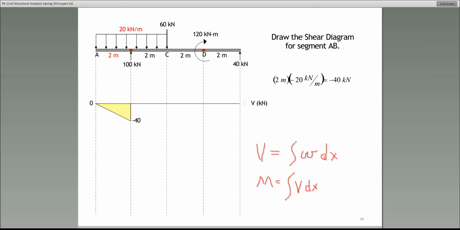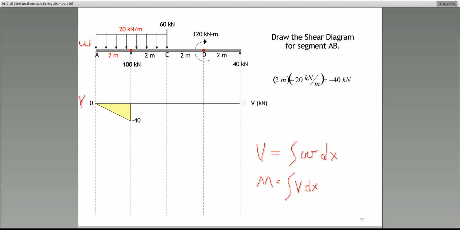All right, thank you. So let's concentrate on the first one. Shear. To get the shear from the loading diagram, and remember the load diagram is this thing, I'll call it label W. All right, that's the load diagram. In order to get the shear diagram, which is down here, we need to integrate the load diagram.